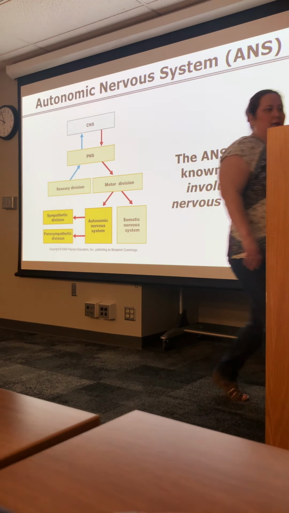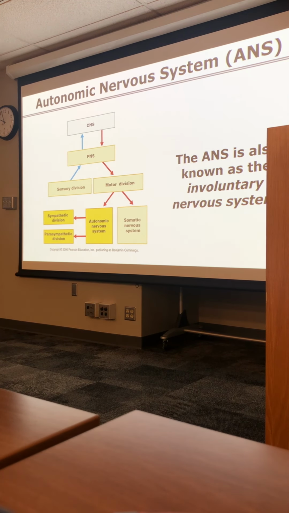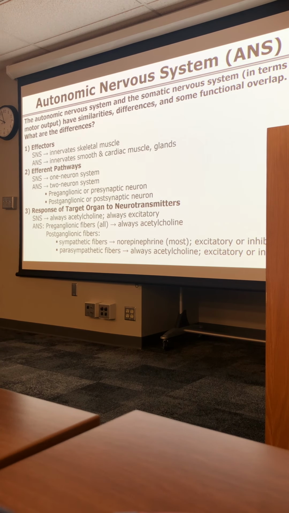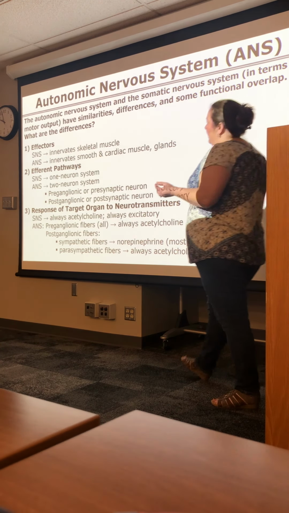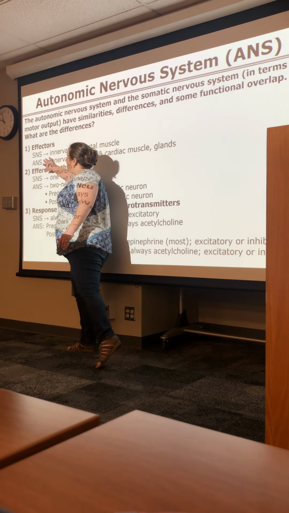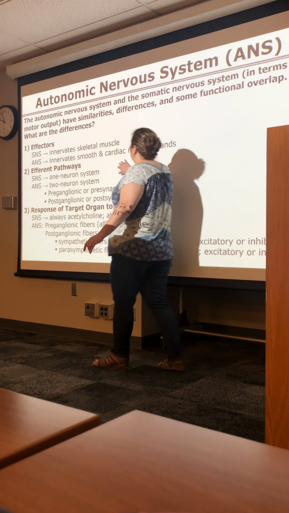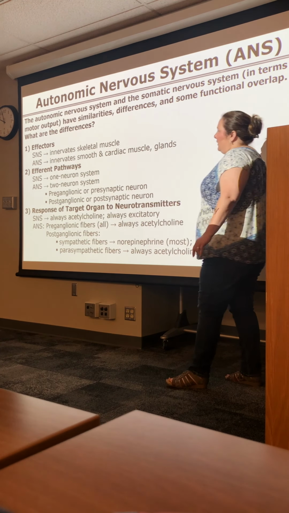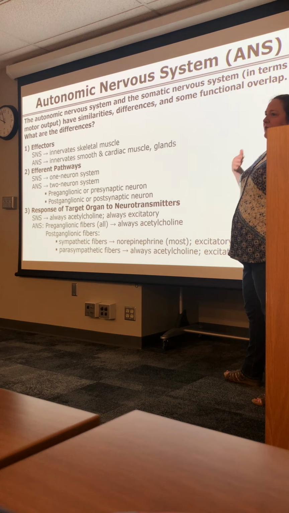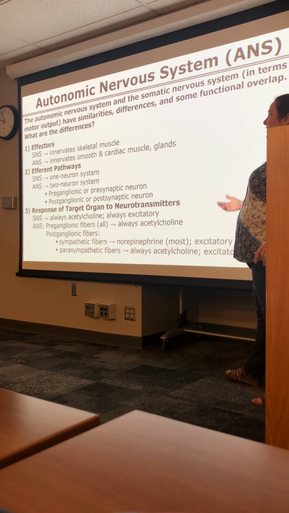Other questions? So let's compare these two parts of the motor division a little bit further. When we look at these effector systems, we're going to see that obviously this is motor output from the central nervous system that then is going to impact something. And what we're going to be impacting are our effectors. For the somatic nervous system, it's going to be skeletal muscle. For the autonomic nervous system, it's going to be smooth muscle, cardiac muscle, and glands. And so this is a pathway from the central nervous system out to these effectors.